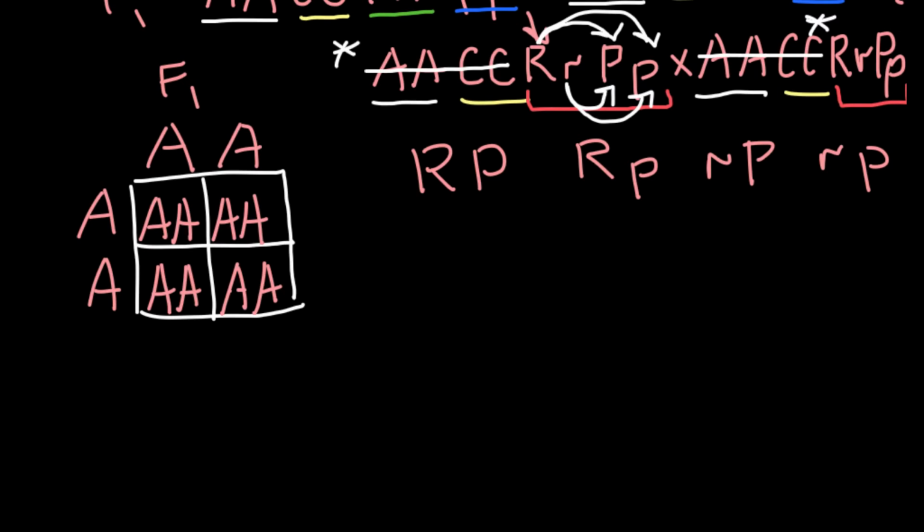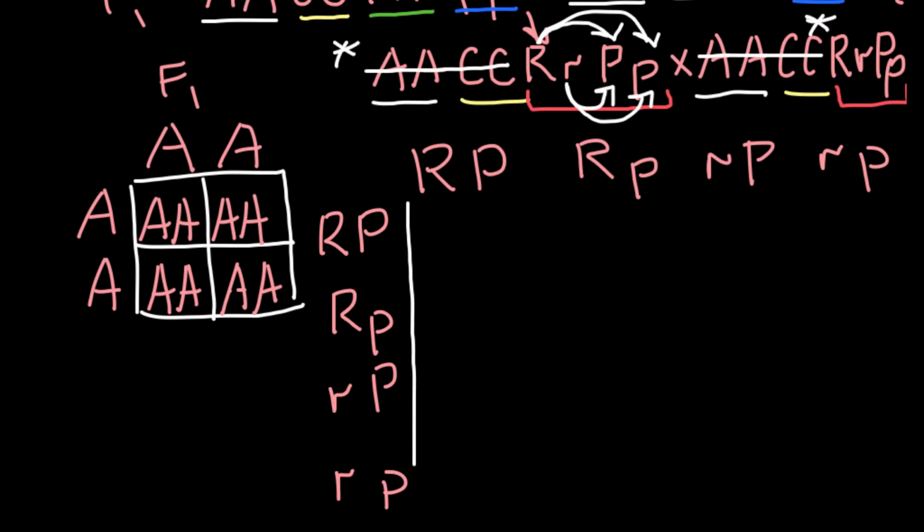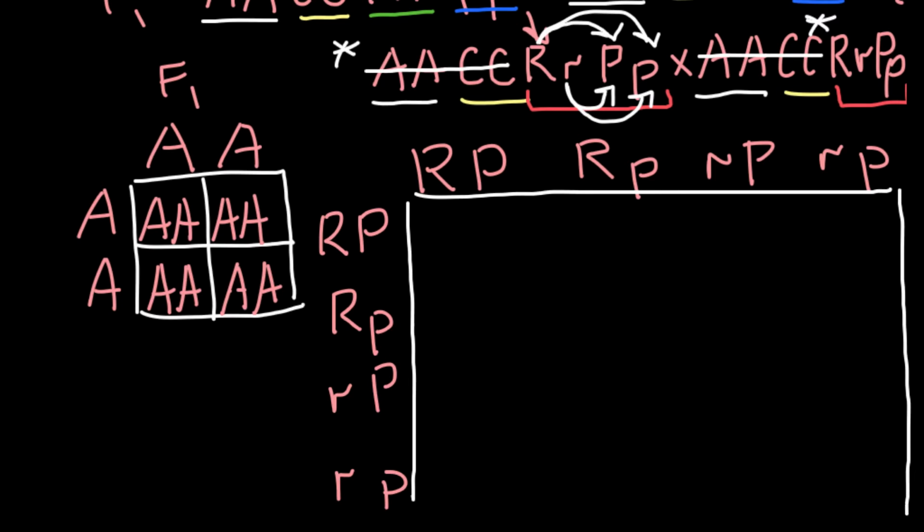So the first variant would be capital R and capital P. Second variant would be capital R and small p. Third variant would be small r and capital P. And the last variant would be small r and small p. So now, when we build a Punnett square, we would see all the possible genotypes and phenotypes that such a cross may produce.